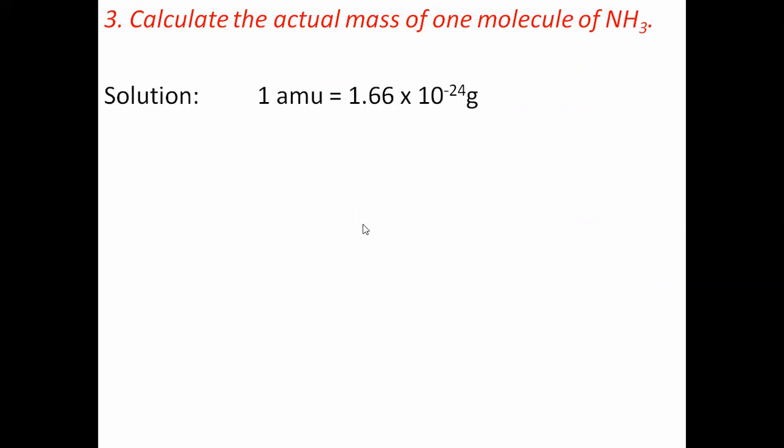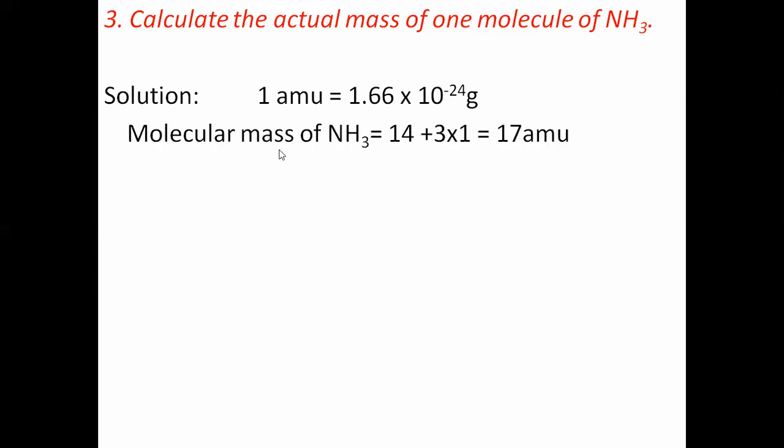Okay. Now, what do we know? Yes, 1 AMU is 1.66 into 10 to the power minus 24 grams. That is what we know. The value of 1 AMU in grams is 1.66 into 10 to the power minus 24. If that is the case, then the molecular mass of NH3 will be how much? It will be 14 for nitrogen, hydrogen is 3 into 1, which will be 17 u. Okay, I hope it's clear. So the molecular mass of NH3 is 17 AMU.